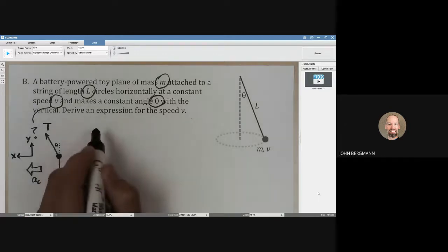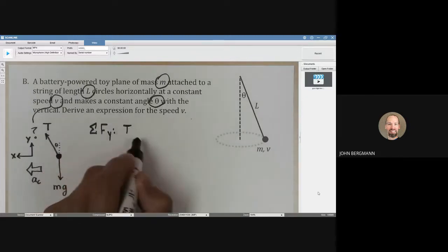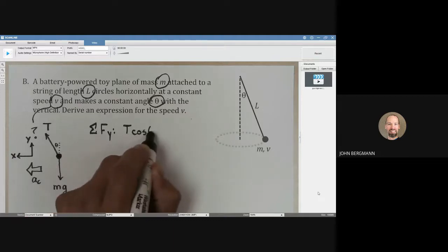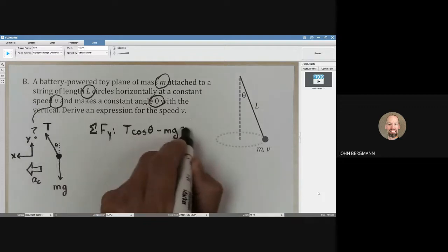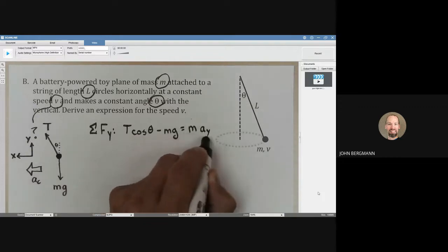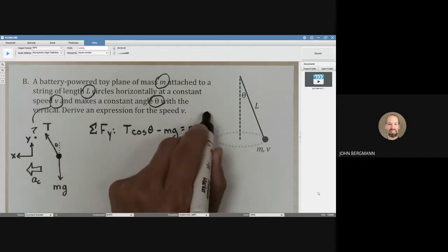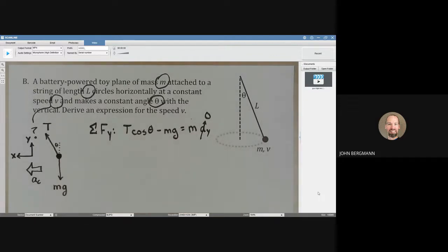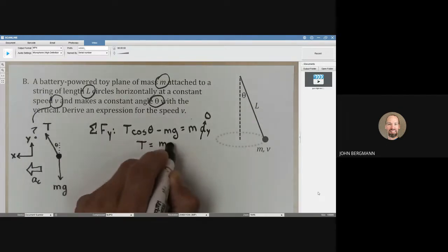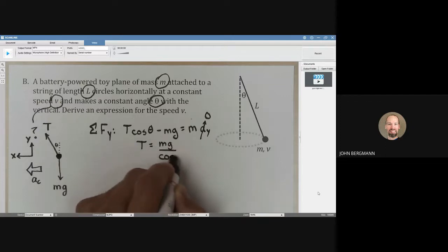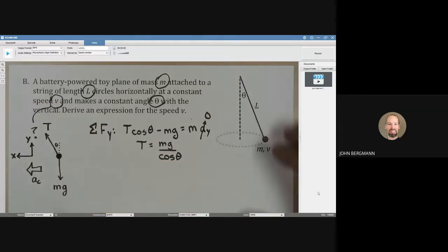All right, so let's see if we can do this. Let's sum the forces in the y direction. Tension times the cosine of theta upward minus mg, and that should equal the mass of the object times the acceleration in the y direction. The acceleration in the y direction is zero; this toy plane is not going higher up or lower down, it's staying in the same vertical plane. So that means that the tension is equal to, can we solve this for tension? mg divided by cosine theta. All right, so far so good.